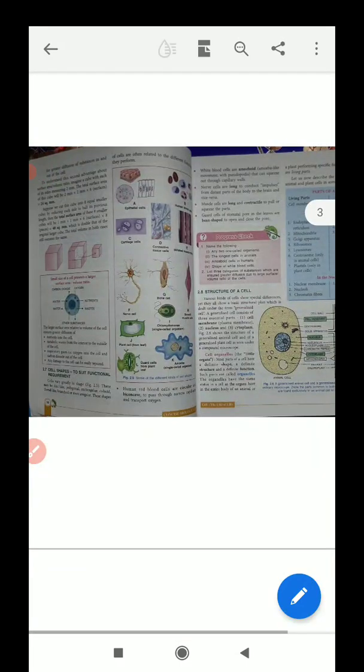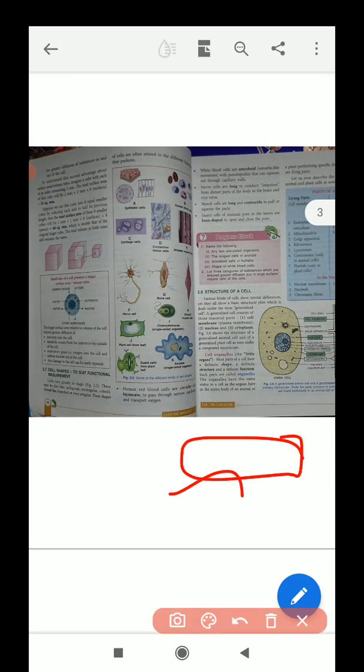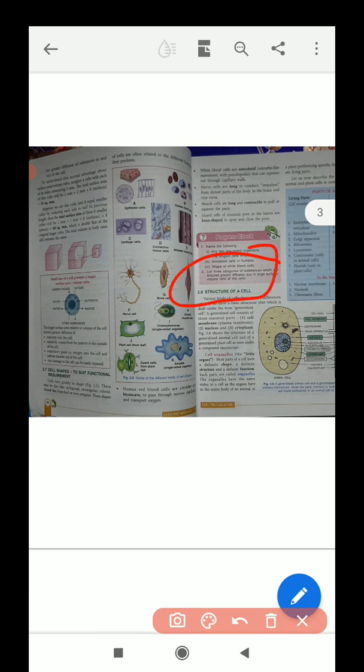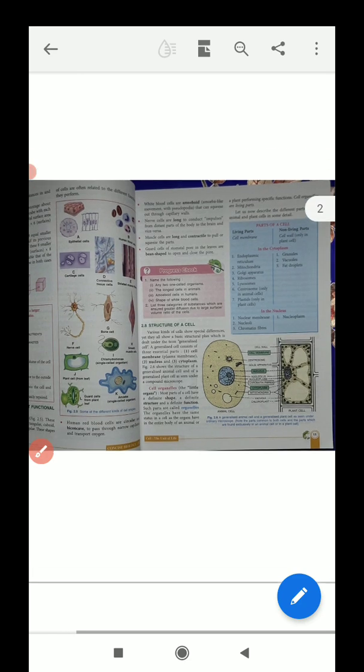So students, this is the basic introduction, there is nothing more. Next class I will talk about the structure of the cell and cell organelles, all the organelles and the structure of cells.